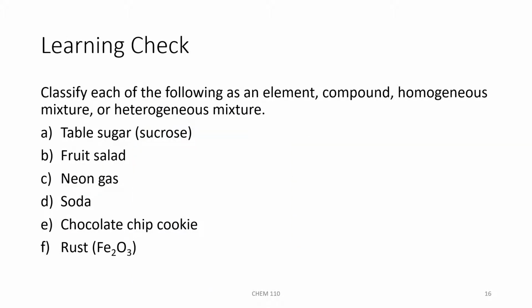All right, let's go through and do a learning check. Classify each of the following as an element, compound, homogeneous mixture, or a heterogeneous mixture. So we have table sugar, which is called sucrose, fruit salad, neon gas, soda, a chocolate chip cookie, and rust, which the chemical compound is Fe2O3.